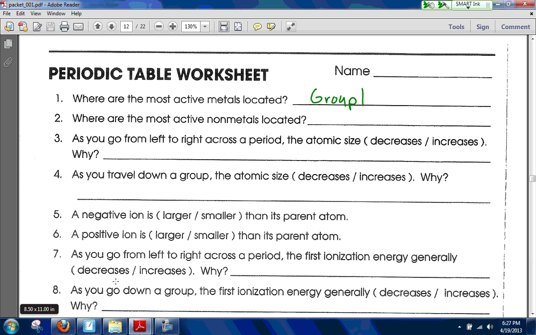1. Where are the most active nonmetals located? Well, let's go by the fact that we said the ones that are closest to group 18 on the metal side would be the most active. So probably the ones closest to group 18 on the opposite side will be the most active nonmetals. That's group 17. Okay, and the rest are periodic trends. You should have that in your notes. Shouldn't be too difficult.